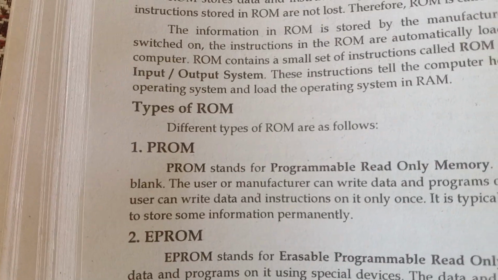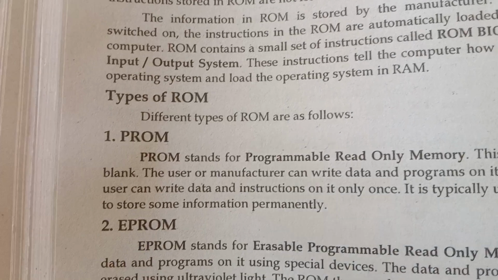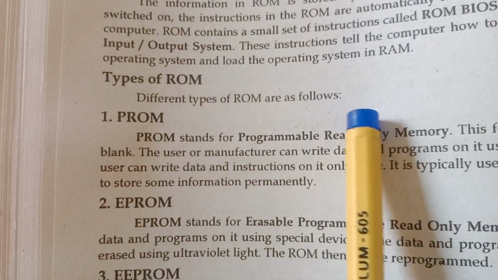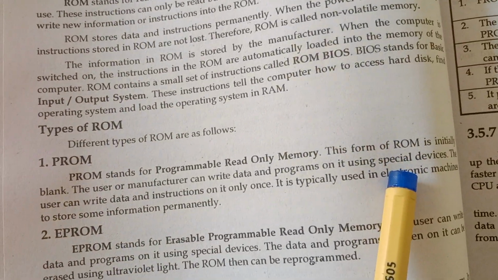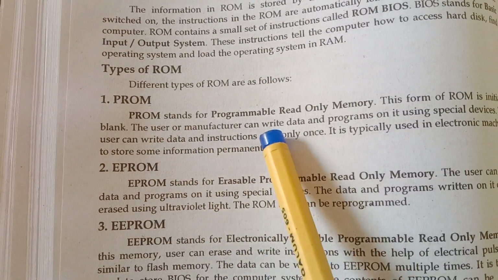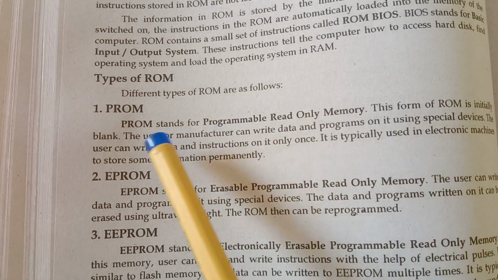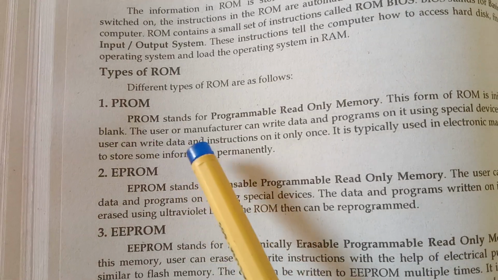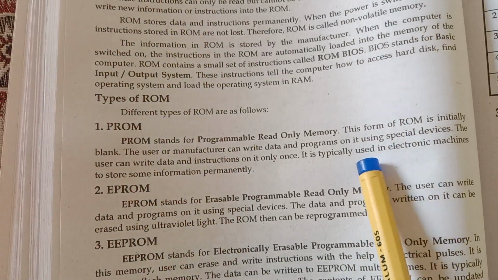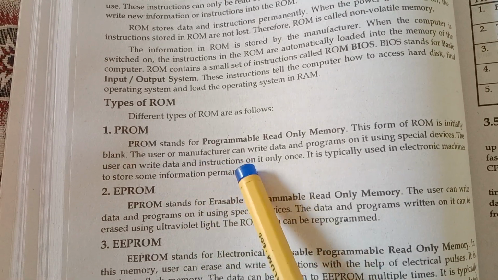There are different types of ROM, as follows. PROM, the programmable read only memory, is manufactured as blank memory. The user or manufacturer can write data and programs using special devices, but only once. It is typically used in electronic machines to store some information permanently.